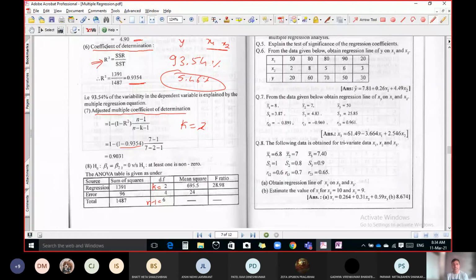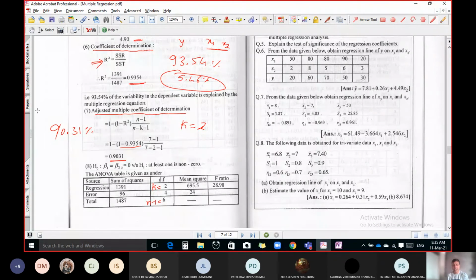And adjusted, this is a rough answer. If you want a more precise answer, then you have to use this formula. In that case, we get the answer 91.31%, that is the actual variation. This is rough variation, this is adjusted, that means actual variation, and to modify the value you require to learn this formula.